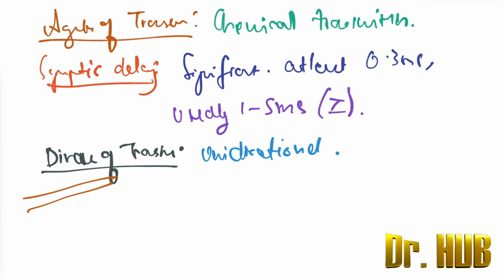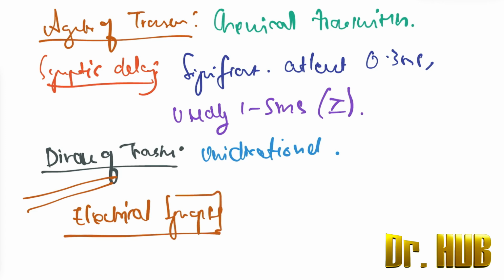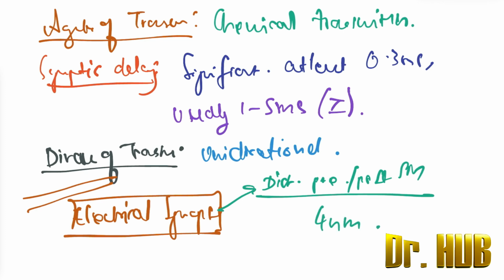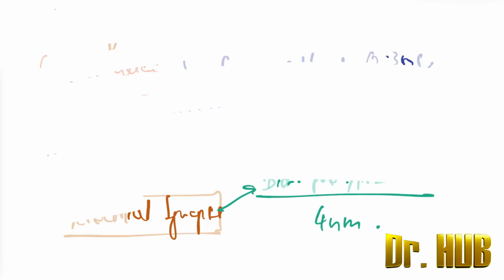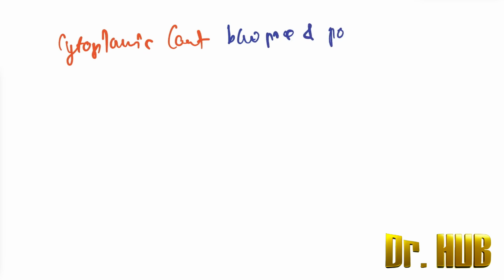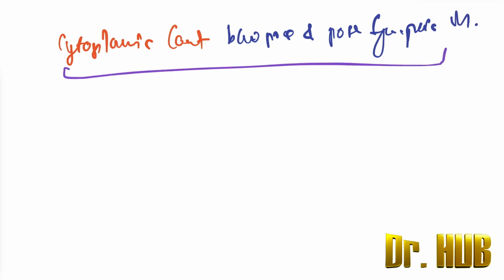Next we move on to the electrical synapse. In the electrical synapse, the distance between the pre and the post synaptic membrane is going to be 4 nm. And what about the cytoplasmic continuity between the pre and the post synaptic membrane? The answer here is going to be yes.